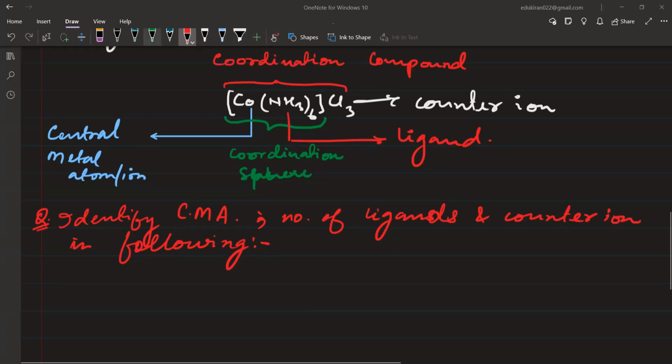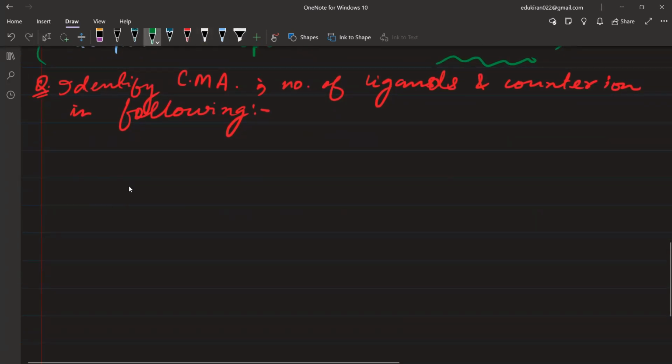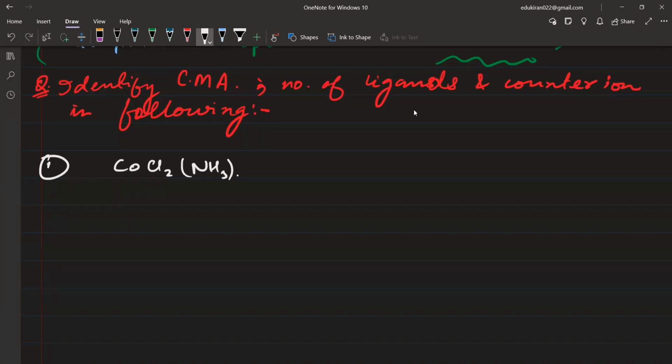Hanifa and Nawal, are you done till here? Have you written this? Yes, sir. Okay. All of you understood this, no? Yes or no? It is just identification. Try some questions, you will understand more. Right, number 1. Okay, what is the central metal atom and the number of ligands, and what is the counter ion?